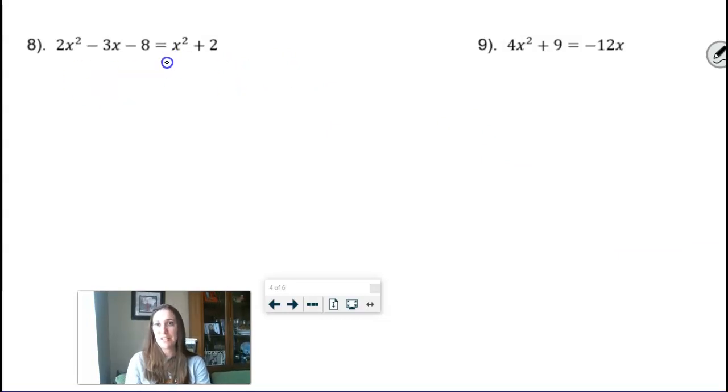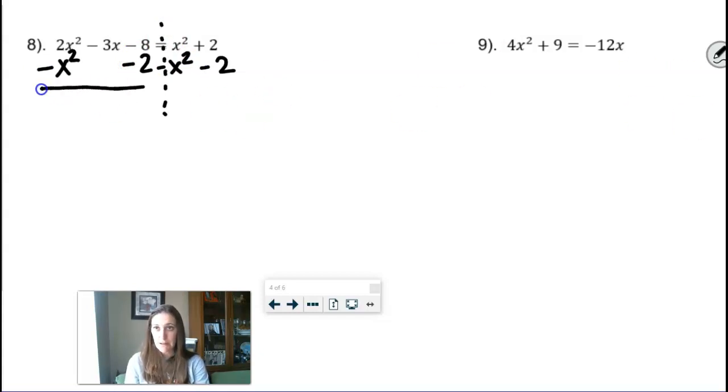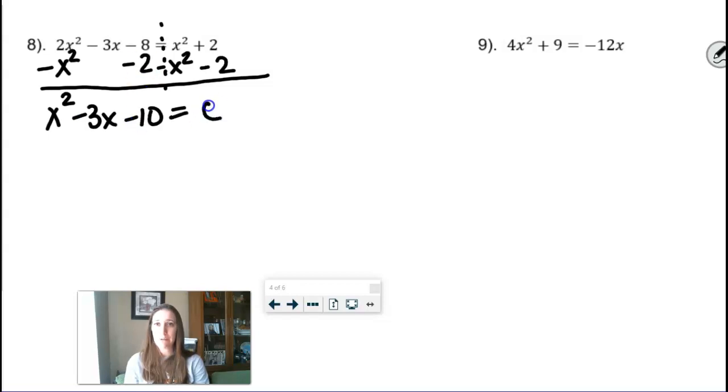I'm going to choose to move everything to the left. So I'm going to subtract this x squared to the other side. And I'm also going to subtract this 2 to the other side. And when I say the other side, I mean of the equation. I just wrote that really dumb. I'm sorry. My negative's like not even in the right spot. Okay, so my new equation is, oh, this is nice. This became a much nicer quadratic. X squared minus 3x and then a minus 10 equals 0.